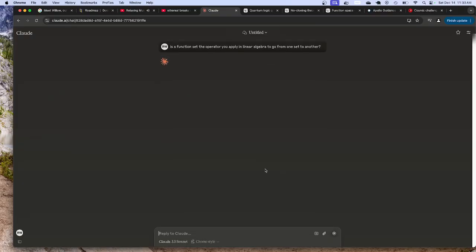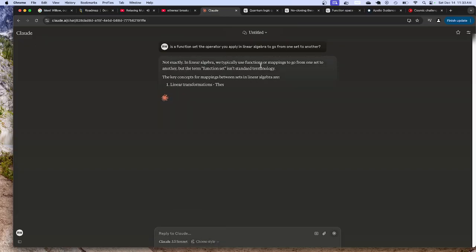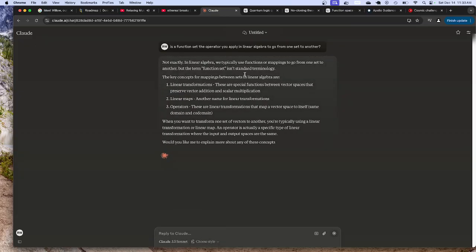Is that the right way to think of it? No. We use functions or mappings to go to one set, but the term "function set" isn't standard terminology. The key concepts for mapping between sets: linear transformations. There are special functions between vector spaces that preserve vector addition and scalar multiplication. Linear maps, another name for linear transformation.